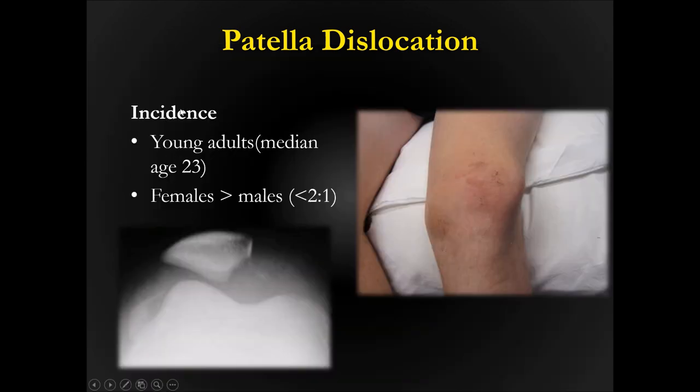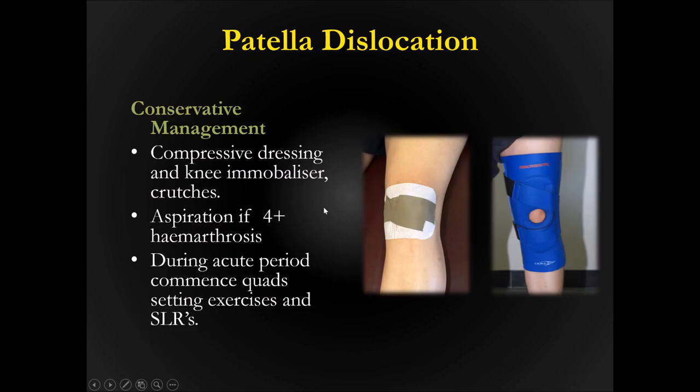So that dislocation always happens in young people, okay? Female is more common than male, about 2 times. When it's the first time dislocation, after we reduce the patella back, the mechanism is nearly like ACL injury. So sometimes you miss it because the symptoms and clinical findings are very similar.